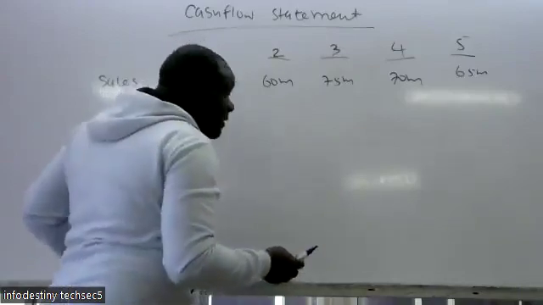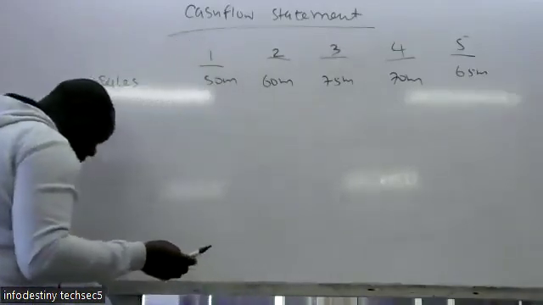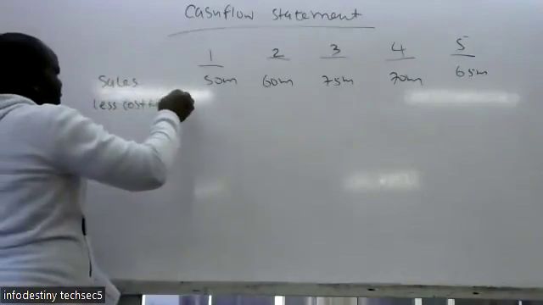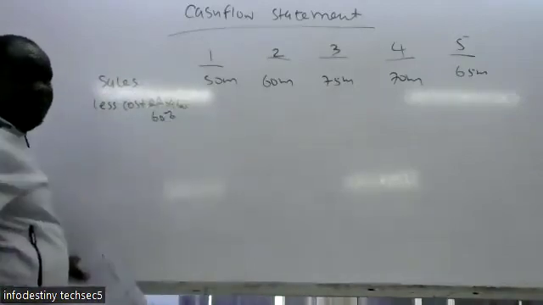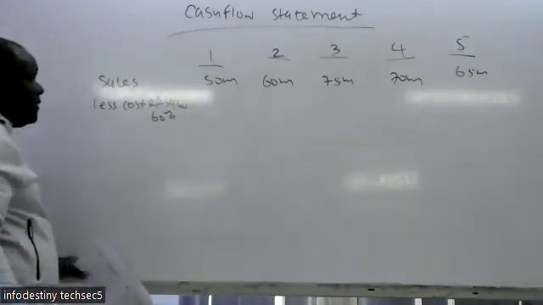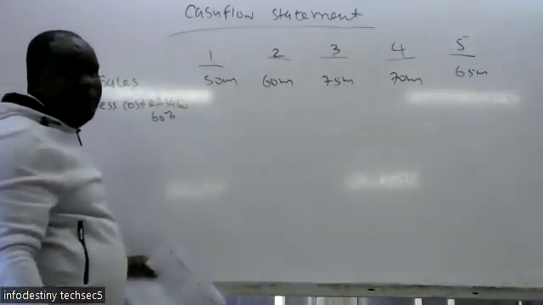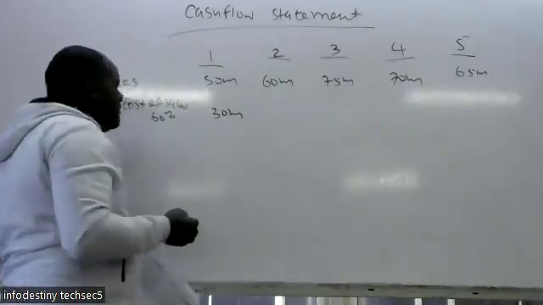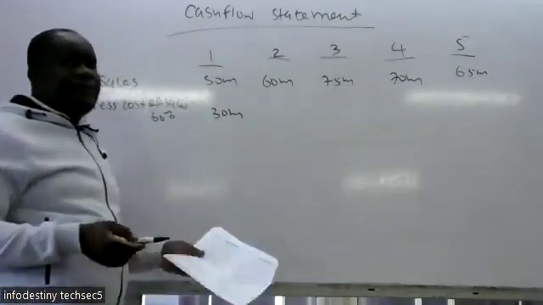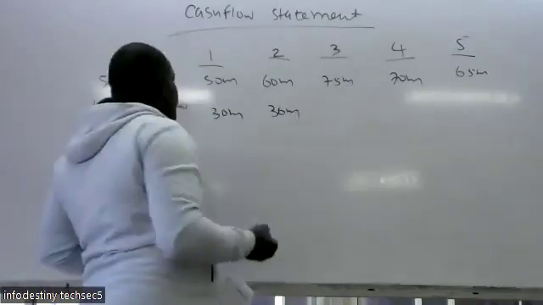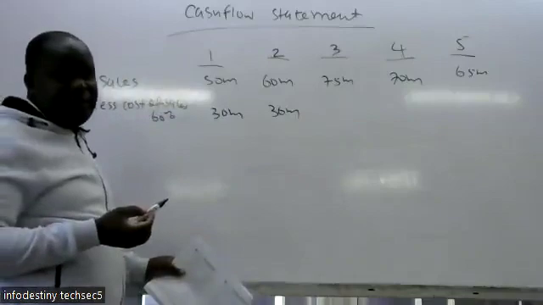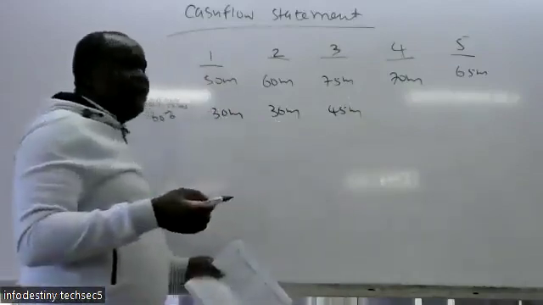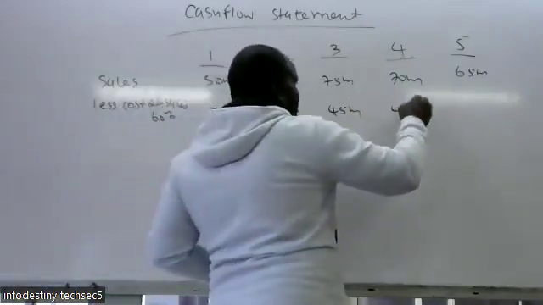40%. So when the gross profit is 40%, it means the cost of sales is 60%. So we less the cost of sales, which is 60%. So what is 60% of 50 millions? 30. So this is 30 millions. Also get 60% of 60 millions. That one will be 36. 60% of 75 millions will be what figure? That will be 45. 60% of 70, the other one should be what?